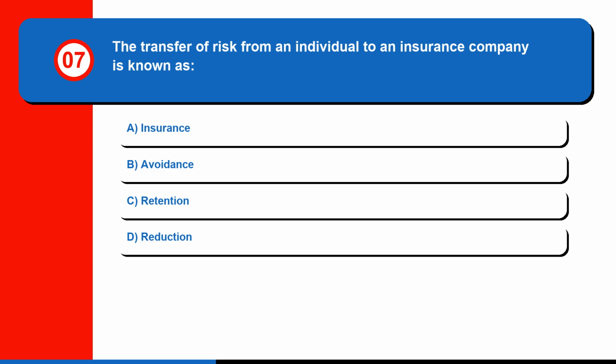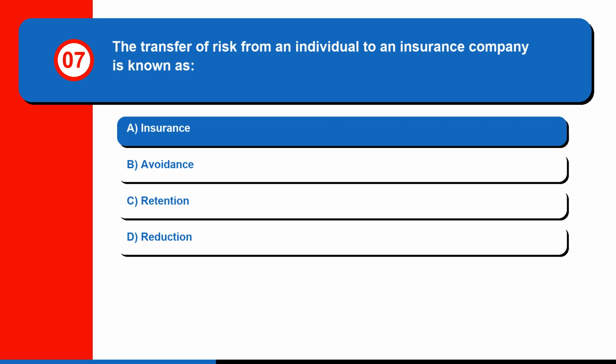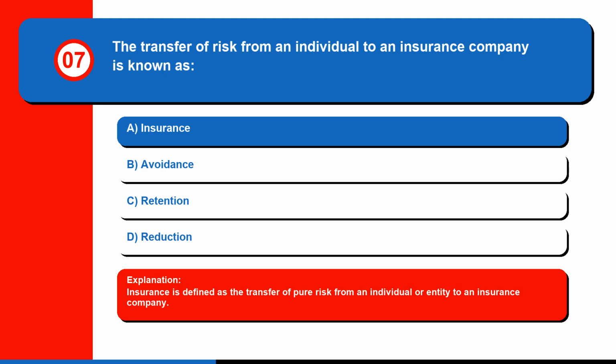Question 7. The transfer of risk from an individual to an insurance company is known as A. Insurance. B. Avoidance. C. Retention. Or D. Reduction. The correct answer is A. Insurance. Insurance is defined as the transfer of pure risk from an individual or entity to an insurance company.